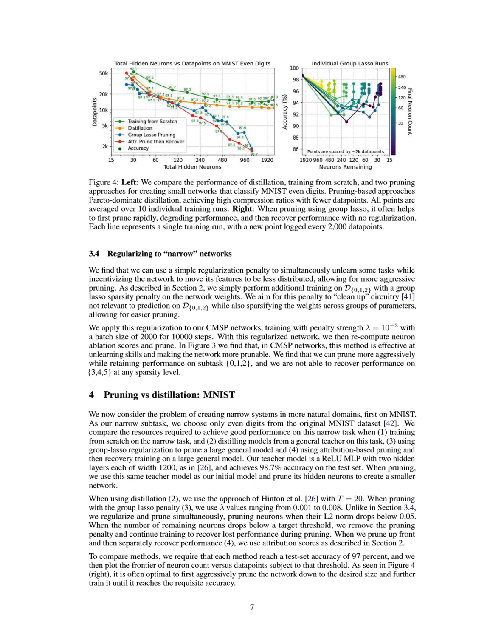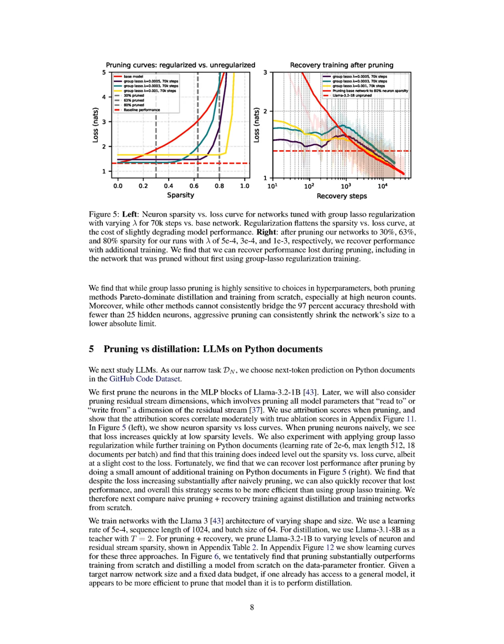Performance metrics included accuracy thresholds, specifically aiming for at least 97% accuracy, and we plotted neuron count against data points to evaluate the efficiency of each method. Additionally, we assessed the effectiveness of pruning by analyzing loss curves and recovery training outcomes, confirming that pruning methods consistently outperformed distillation and training from scratch in terms of resource efficiency and performance retention.